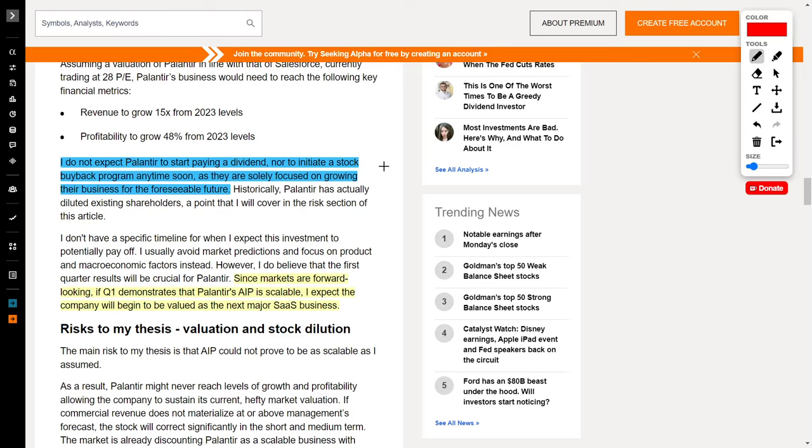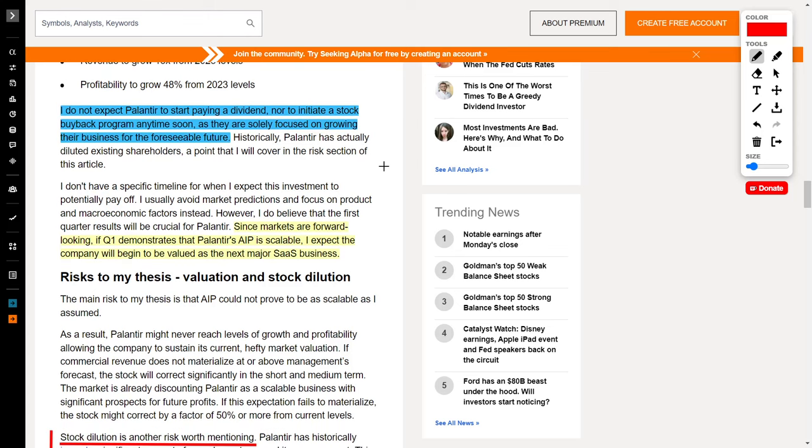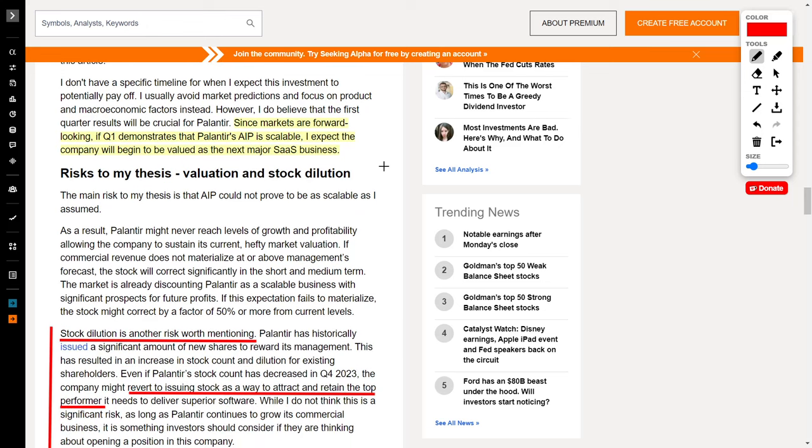You should also be aware that Palantir most likely won't start paying a dividend anytime soon, and stock buybacks are probably not even on the minds of their overall management. And this makes sense because Palantir mainly wants to reinvest their profits and money back into themselves so they can grow rapidly. Ideally, Palantir Technologies will demonstrate that their artificial intelligence platform is scalable in their quarter one earnings results and their revenue results. And if this ends up happening, then the company will begin to demonstrate their value as the next major software as a service business.